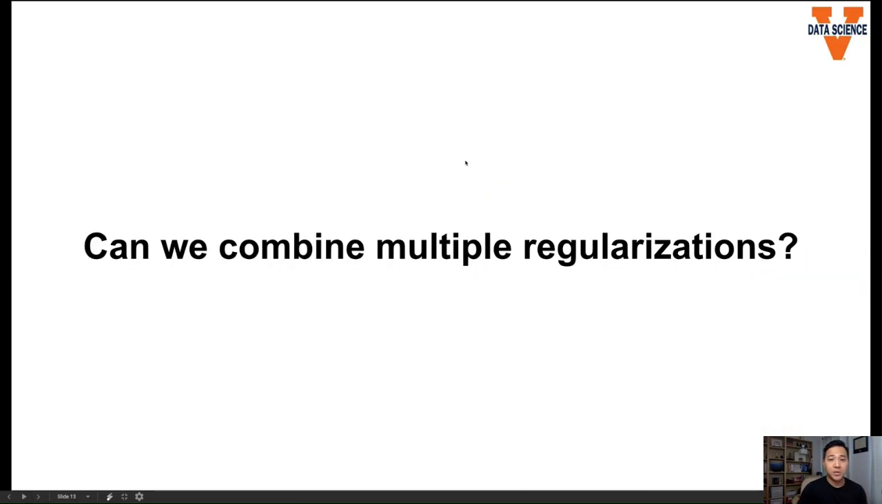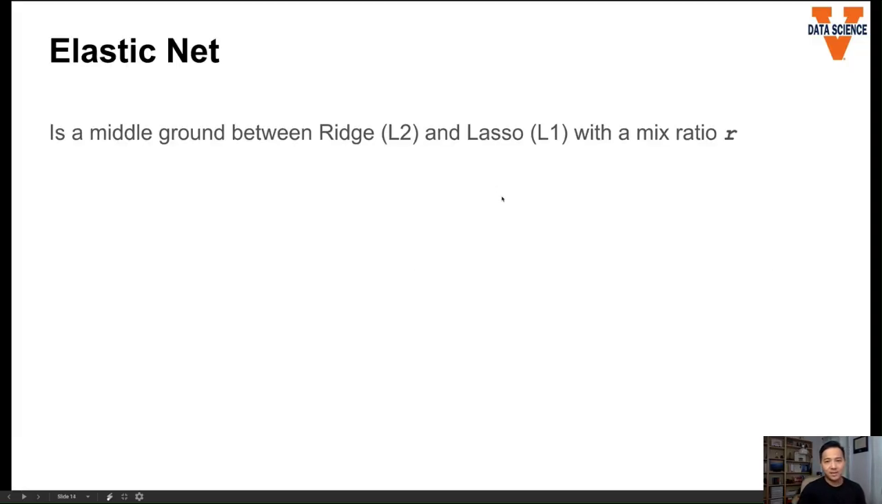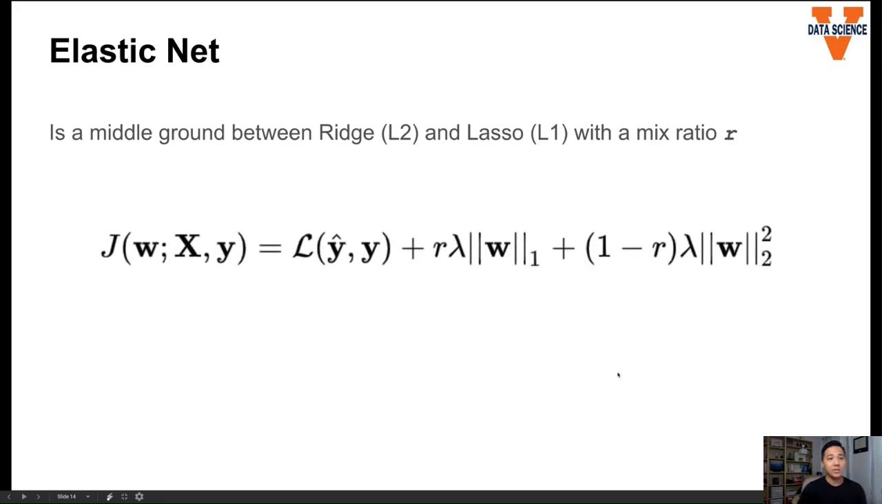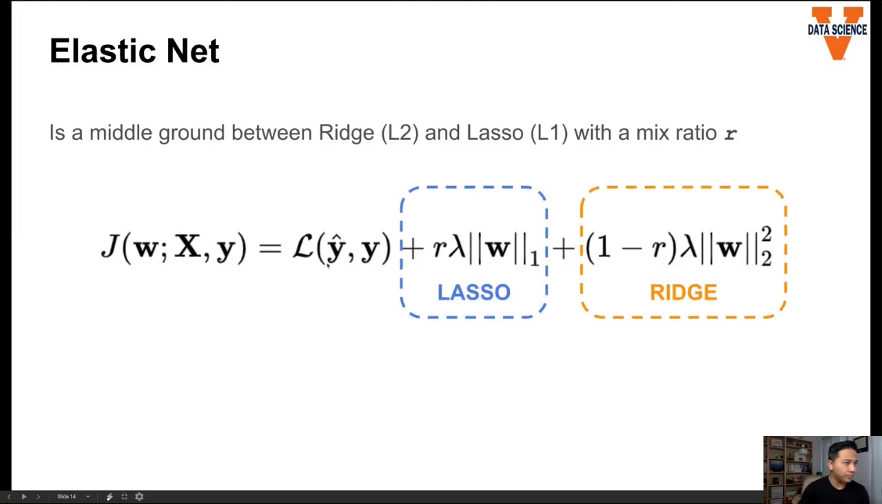Okay, next question is, can you combine multiple regularizations? The answer is yes. In this example, I'm going to combine L1 and L2 regularization, and the way I can do it is I just add multiple terms into my loss function beside the data loss and include a mixing ratio R, right? So beside the lambda, now I have a hyperparameter R to determine the contribution between the lasso and the ridge regularization. Okay, so that's the way you can combine multiple different regularizations.